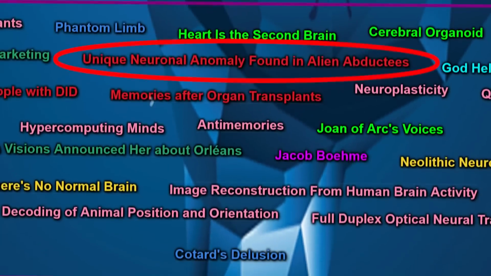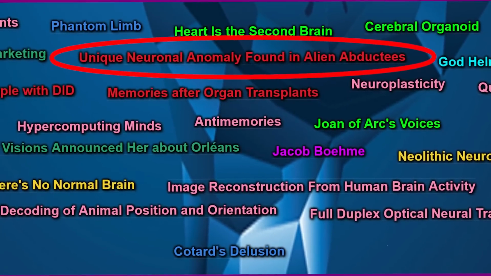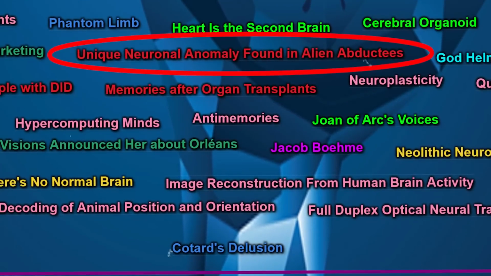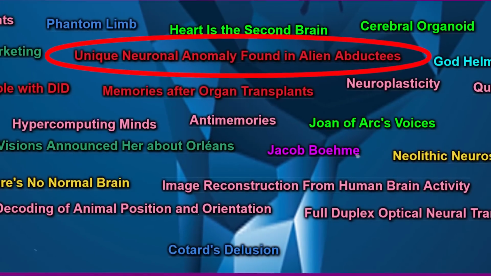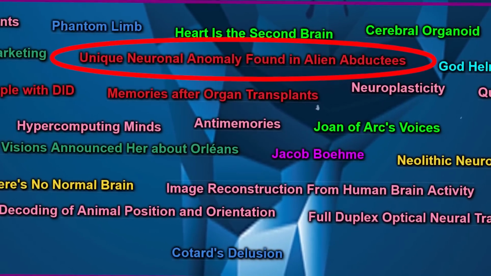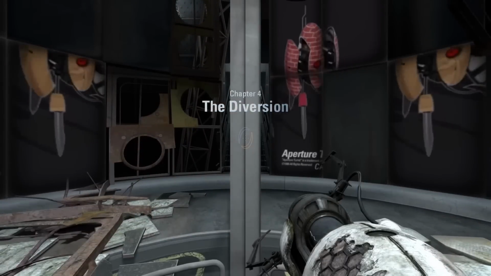Alright, next up we got unique neuronal anomaly found in alien abductees. This one, bro, buckle up. This one's stupid. But it's so funny. Okay, this is where science meets like X-Files type stuff.